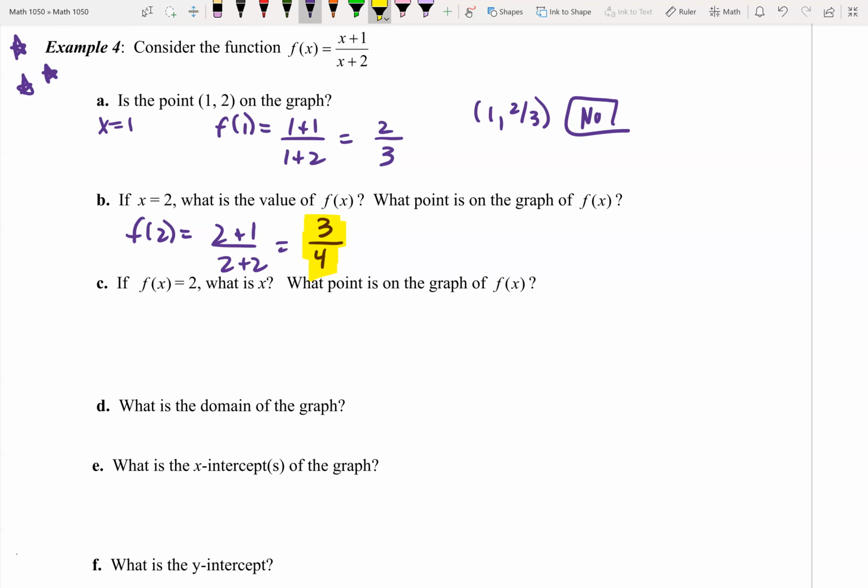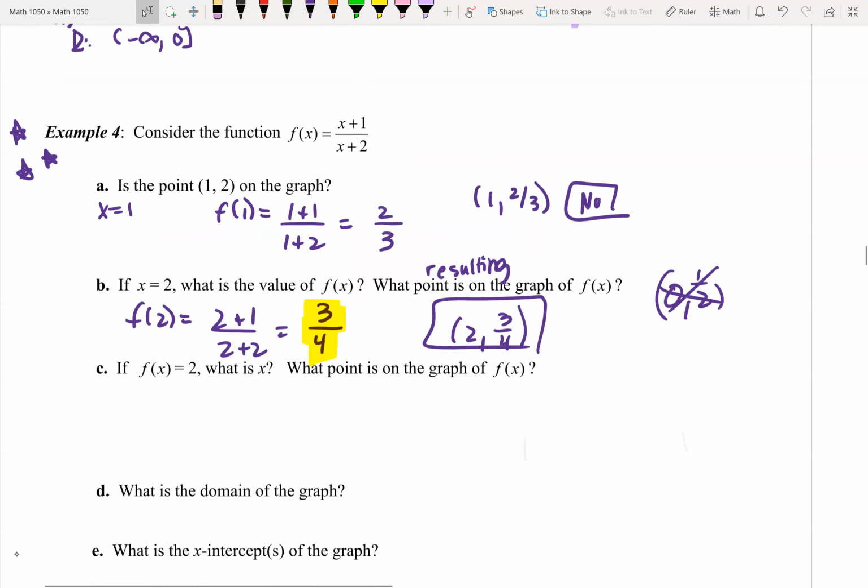Then the next question said, what point? I really should edit this. It should say resulting point. What is the resulting point? Well, some people will go (0, 2). Well, (0, 1/2), pardon me, is a point on that graph, but it's not the resulting point. So the resulting point is when x is 2, y is 3/4. So there's your second answer. So be careful. Okay?